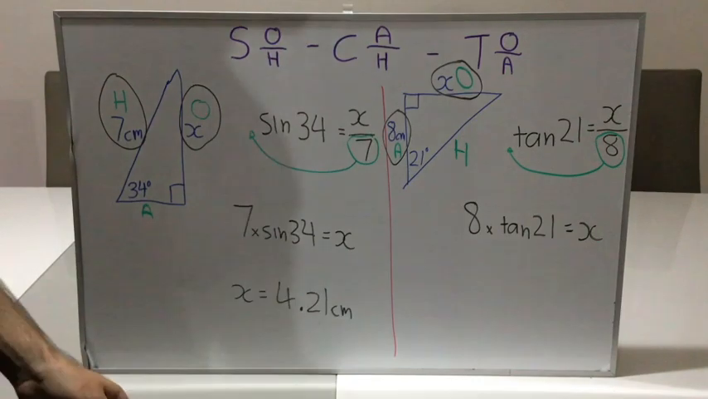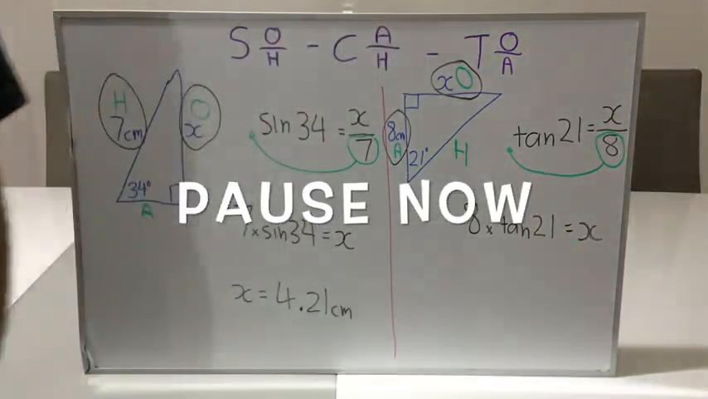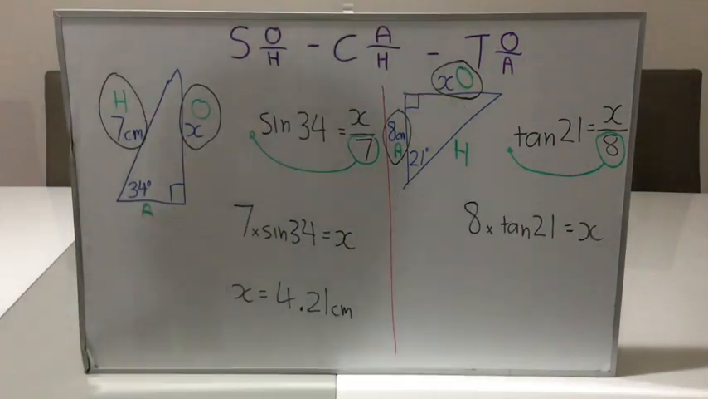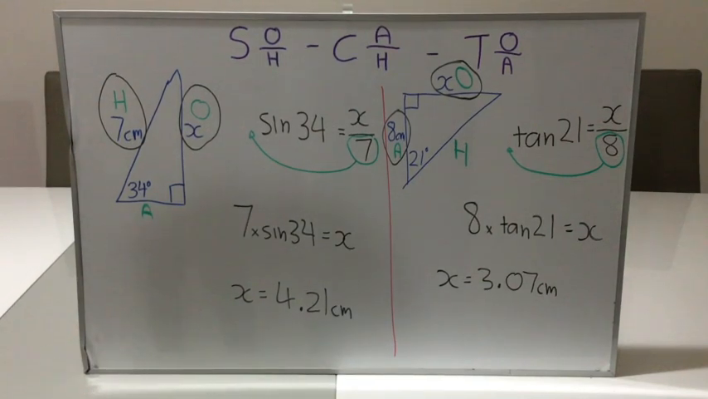Type it in your calculator, don't type in that part. Give me the answer to 2 decimal places, please. The correct answer is 3.07 centimetres. Okay, let's try one more like this.